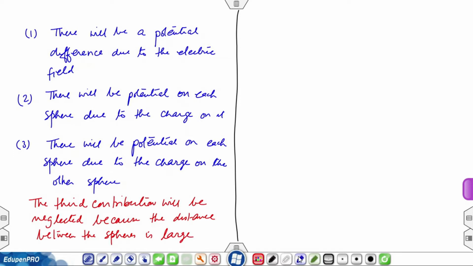So, let us see what is the picture that we are making now. Here is one sphere at R1, here is another sphere at R2, radius of the first one is R1, radius of the second one is R2, and here is this uniform field.